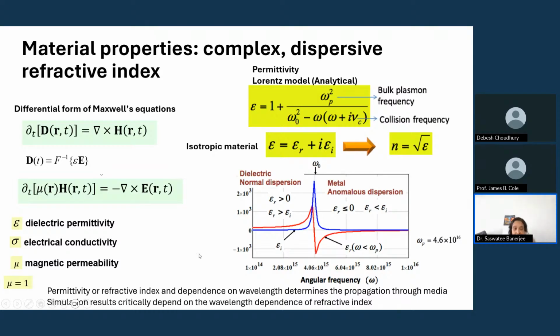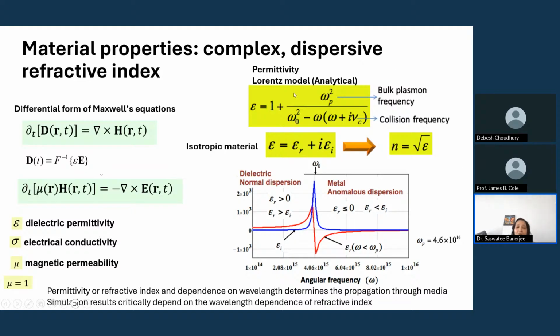But there is also this parameter, electrical conductivity, especially when you are dealing with semiconductors, metals, and dielectrics. For dielectrics, conductivity is 0. But for semiconductors and metals, there is this electrical conductivity. Now, when we look at this electrical permittivity, this is basically a complex quantity, right?